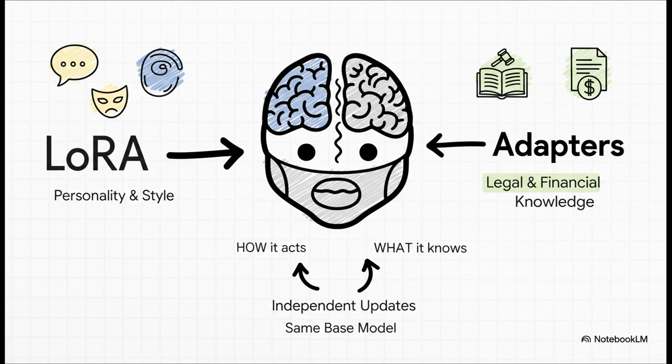They use LoRA to define how the model should act, its personality, its tone, its conversational style, and then they use adapters to inject what the model should know, the specific knowledge for finance versus the knowledge for law. This lets you update the model's behavior and its knowledge base completely independently of each other.